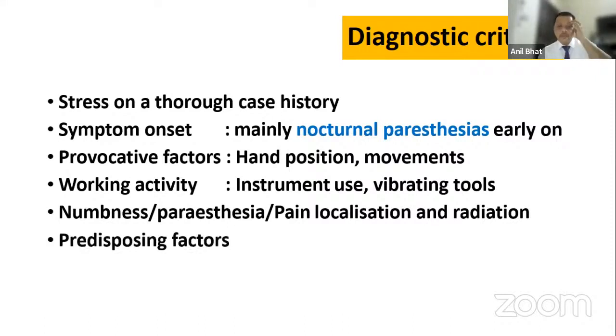Look at predisposing factors, which I told you about. It could be obesity, hypothyroidism, diabetes, rheumatoid, and what actually causes relief of these symptoms, how they can place the hand in a different way, and how it can be used. So that can be checked.